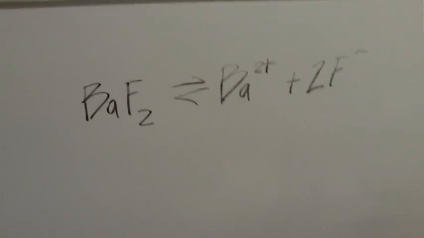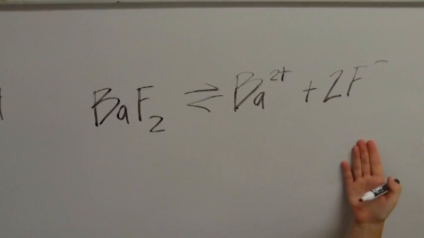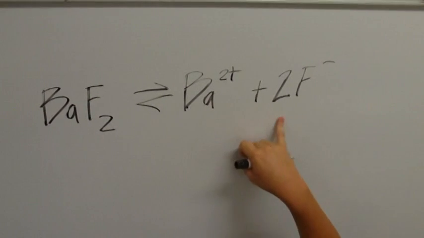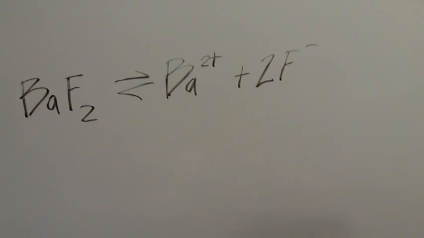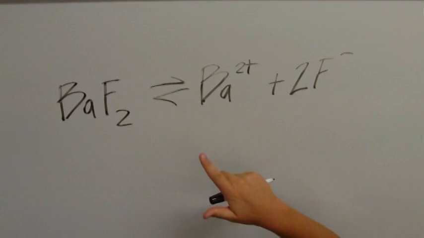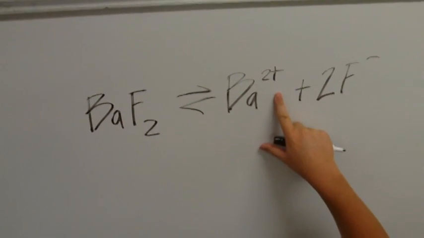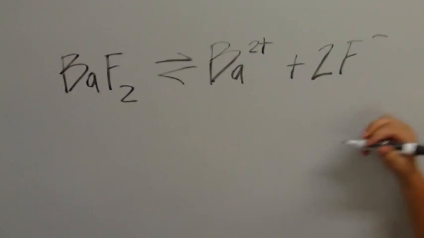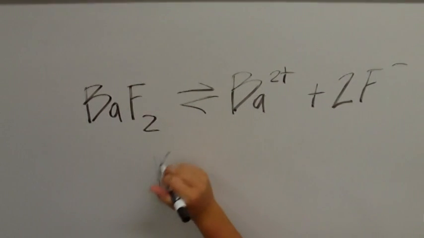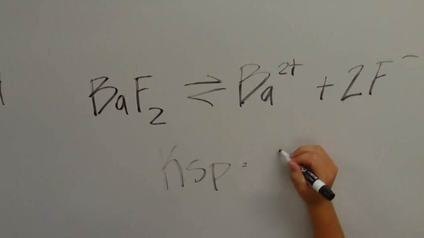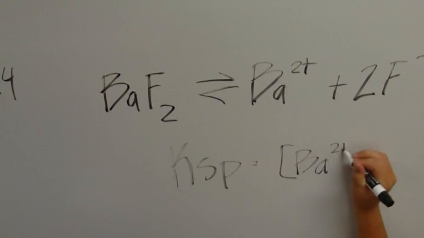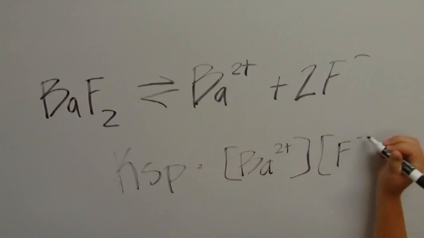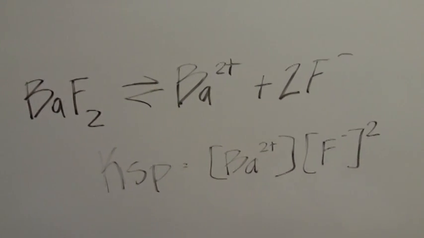All right, so what we did first is we just wrote out this equation, BaF2, what it dissociates into. We've got our two ions, fluorine and barium, and you can figure this out looking at the periodic table. Barium is going to be an ion with a +2 charge, fluorine has a -1 charge. There's 2 fluorines. So we know that our Ksp is just going to be barium 2+ raised to the 1 power times fluoride negative raised to the 2 power.